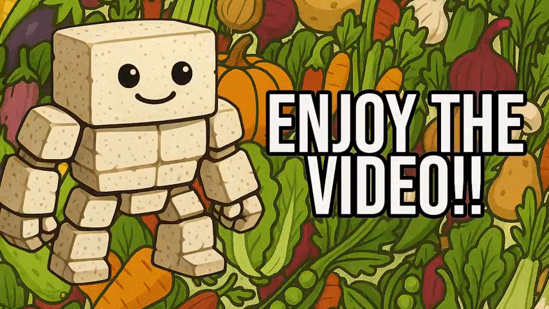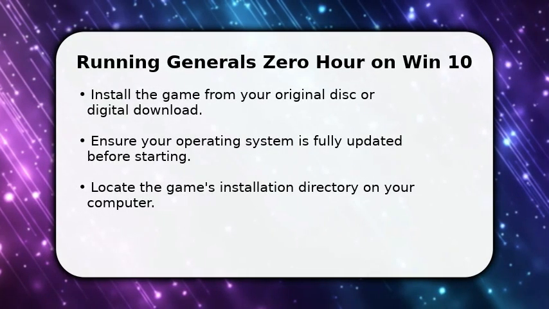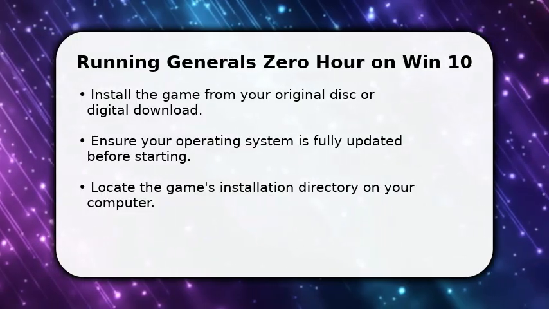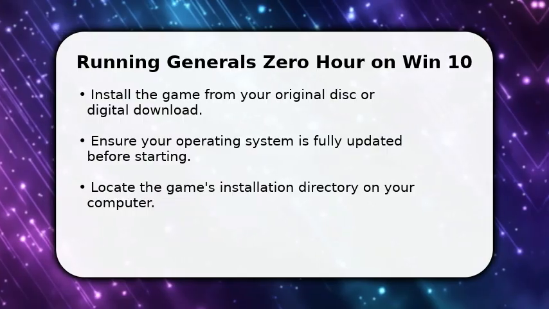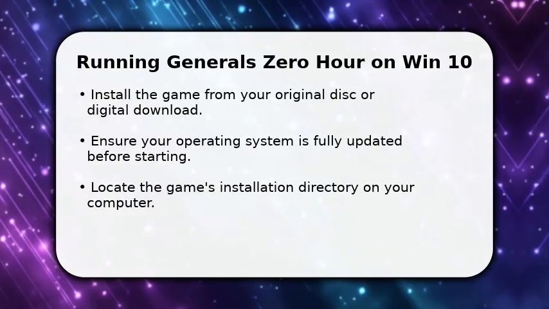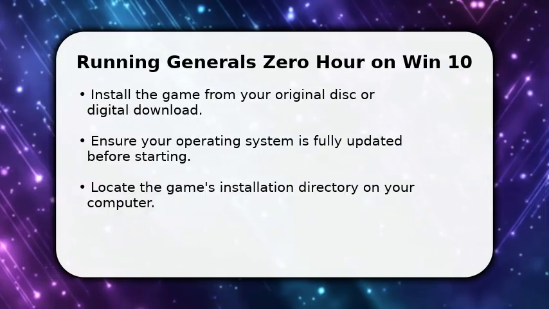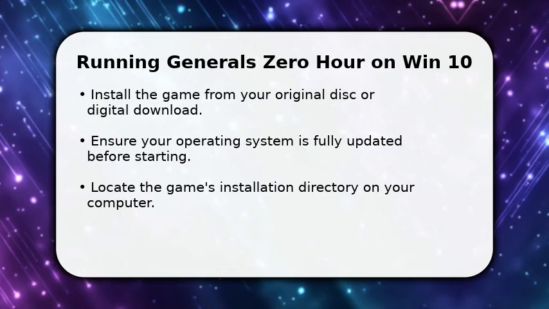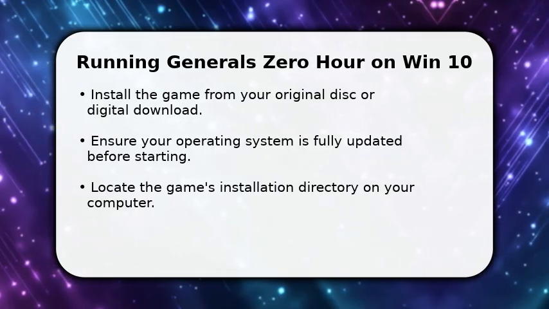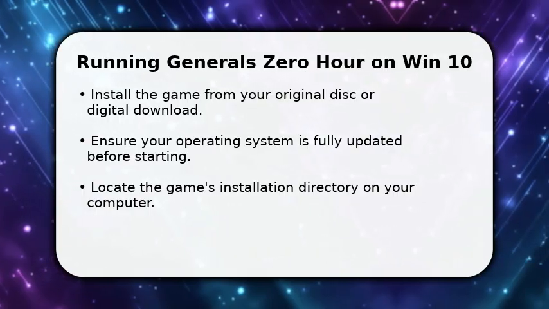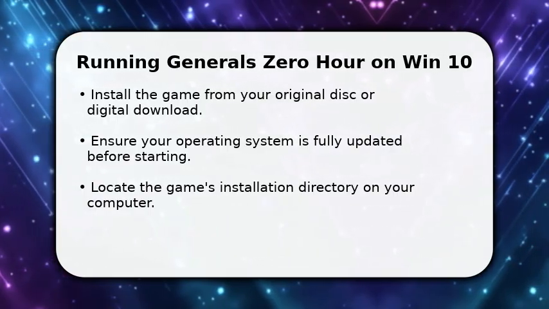Please enjoy the video. In this video, I will explain how to run Generals Zero Hour on Windows 10. First, make sure your game is properly installed from either a physical disk or a digital download. It is also crucial to have your Windows operating system completely updated to its latest version. Once installed, navigate to the game's main installation folder on your computer.